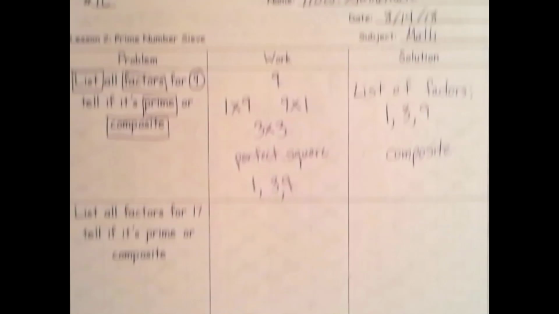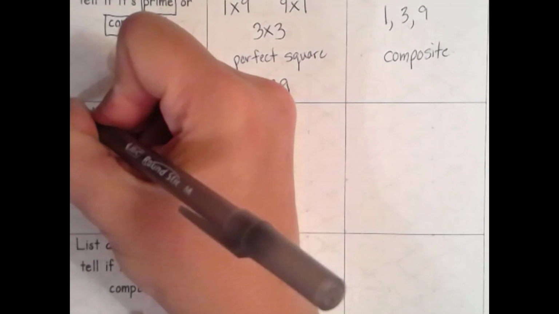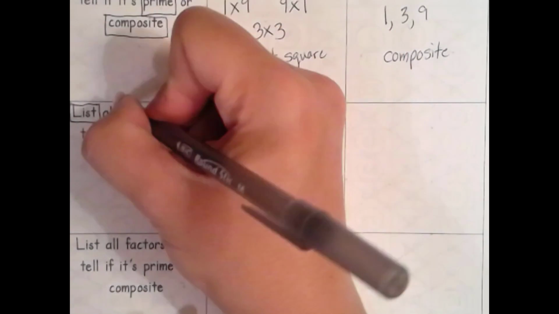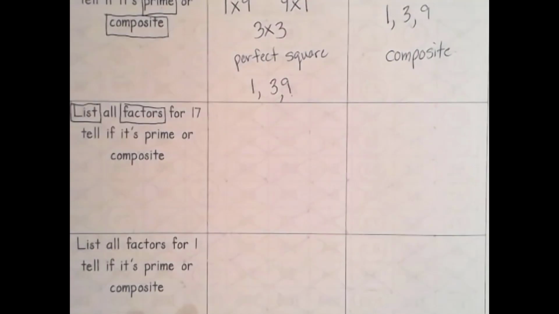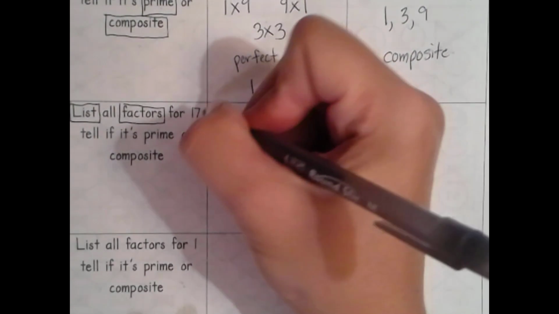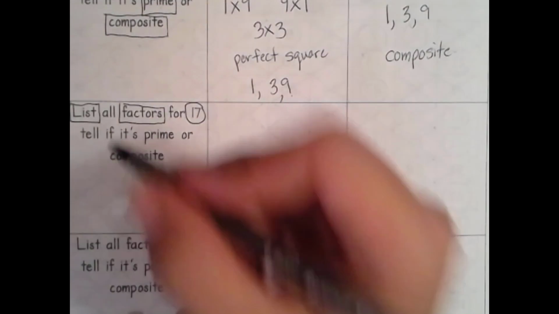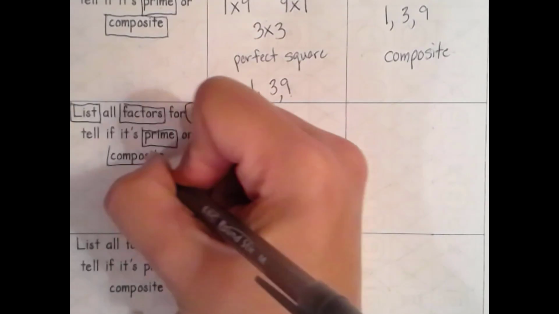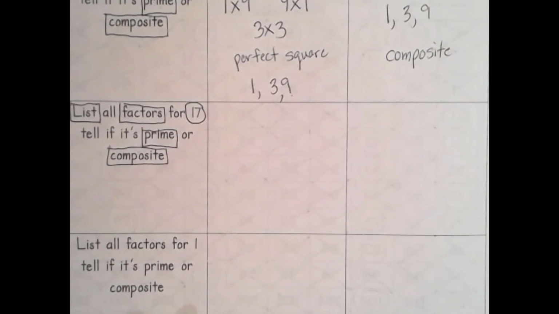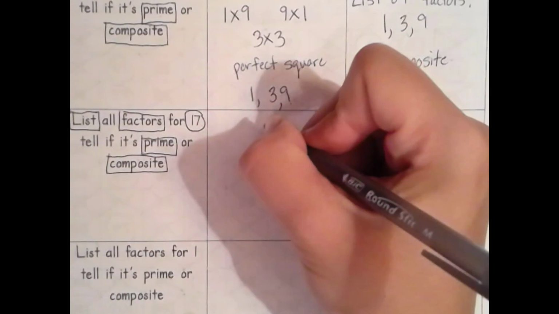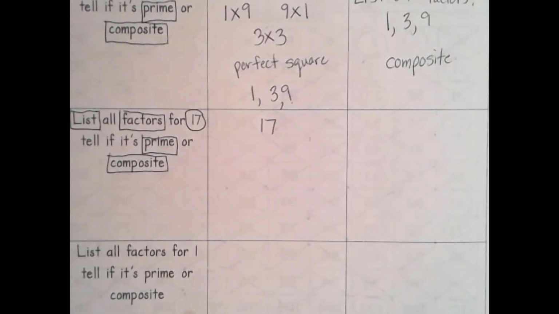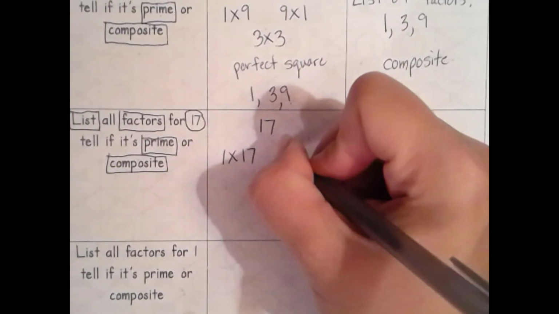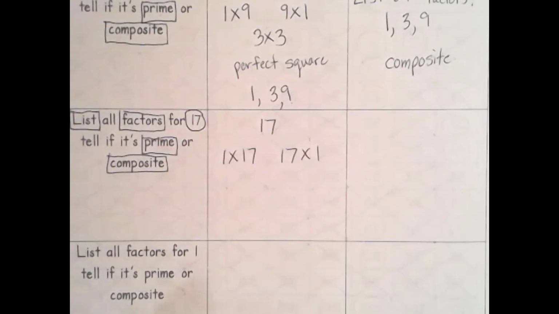Okay, next one. We're going to list. Remember, we put boxes around keywords. We're going to list all factors for 17, and we circle numbers, and tell if it's prime or composite. So we're looking at 17 now. 2 factors we always know, 1 and the number itself. Okay, and then 17 times 1.